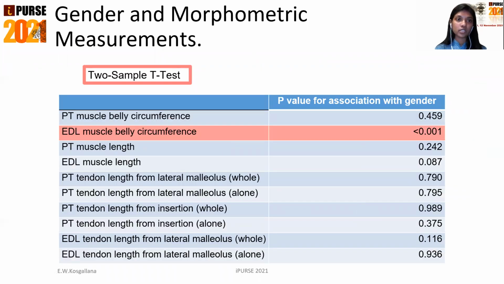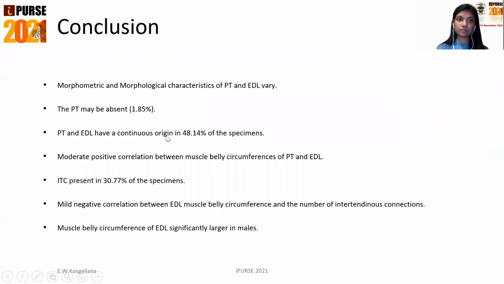Next, we looked at the association between gender and the morphometric measurements using the 2-sample t-test. The characteristics of Peroneus Tertius did not show any significant associations. However, the muscle belly circumference of Extensor Digitorum Longus was significantly larger in the male population.